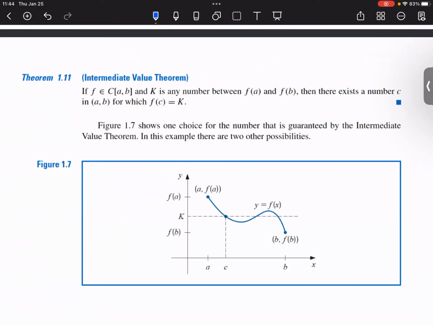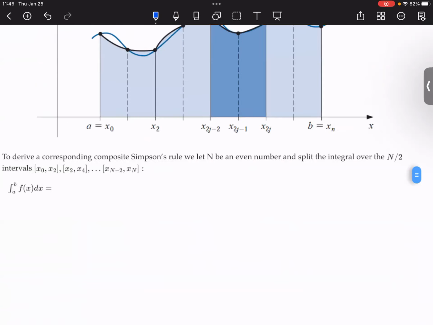The intermediate value theorem states that if the function f is continuous, and k is any number between f(a) and f(b), then there exists a number c. Here we have f(a), f(b), and we take any value in between. Then we can confirm that there exists a number c such that f(c) equals that number k in between. Do you remember this? Now we are going to apply this theorem to that point.